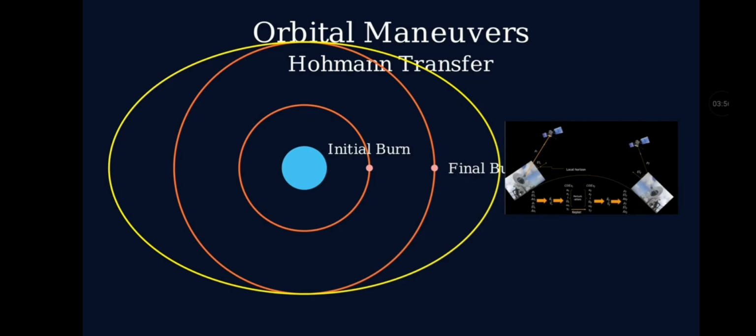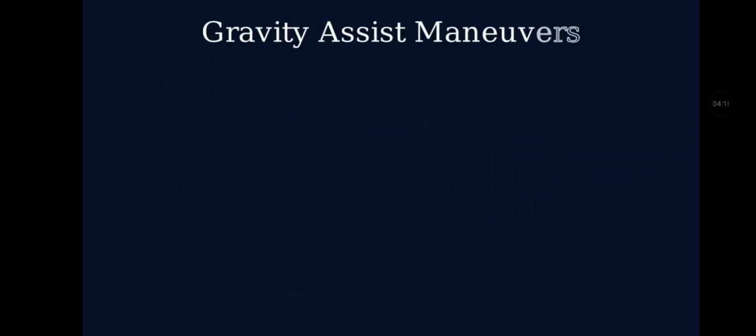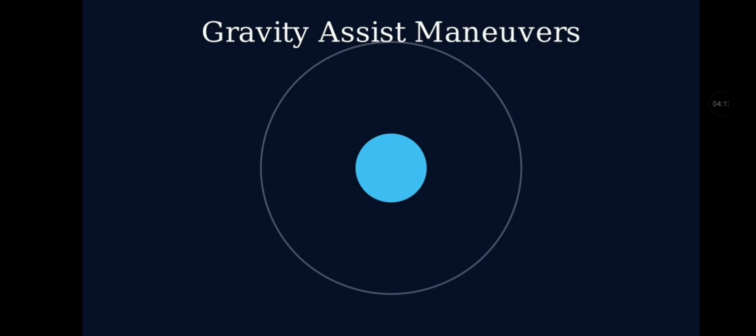The maneuver begins with an initial burn that places the spacecraft on an elliptical transfer orbit. When the spacecraft reaches the altitude of the destination orbit, a second burn circularizes the orbit at the new altitude. This two-burn maneuver minimizes the change in velocity, or delta V, required. Since rocket fuel is limited, efficient maneuvers like this are crucial for spacecraft operations.